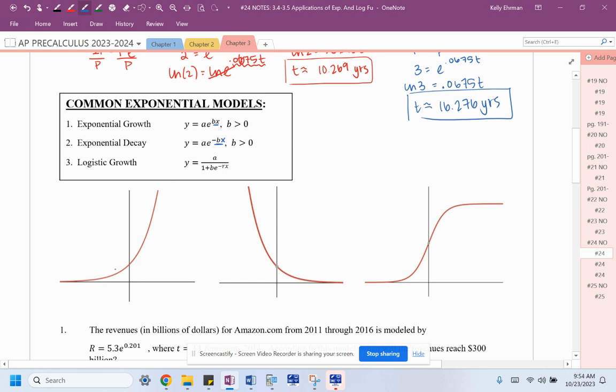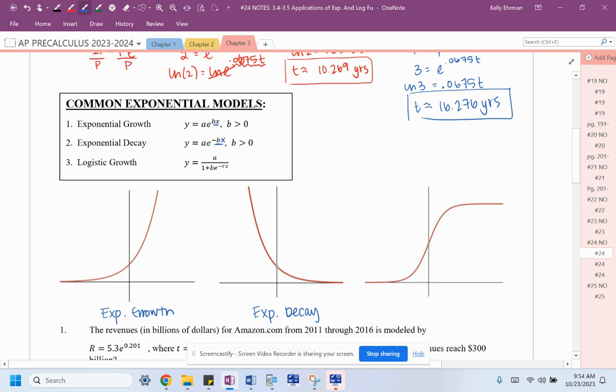Comparing to these graphs, exponential growth is the first graph. When we say something grows exponentially, we mean as x increases, f of x increases, and that rate is getting faster and faster. The next graph is exponential decay. As x increases, f of x decreases, again at a faster and faster rate.